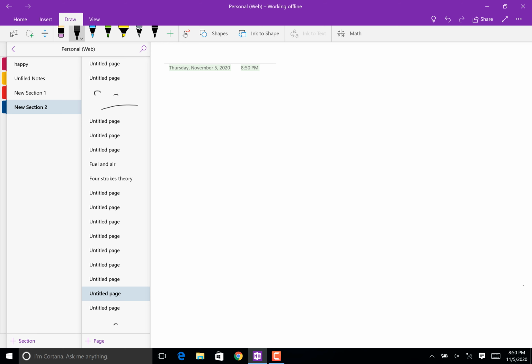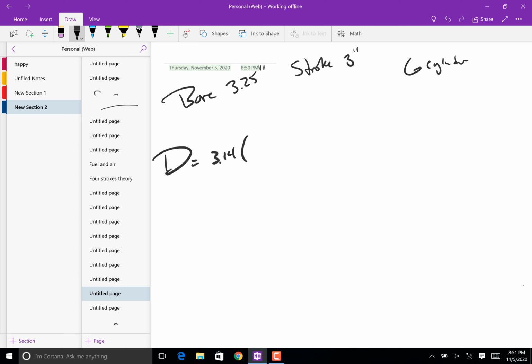So let's do one that, say, has a bore of 3 1/4 and a stroke of 3. And 6 cylinders. All right. What does that simply mean? It just means that you're finding that this first part, when you do 3.14 times 3.25 squared over 4 times 3, this is for 1 cylinder, friends. And then I simply multiply it by 6 because there's 6 cylinders, obviously. Obviously, Mr. Groom.